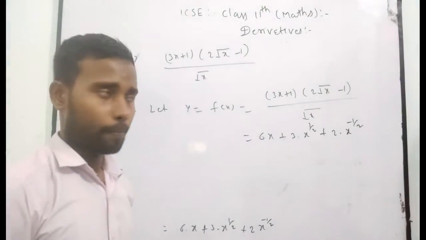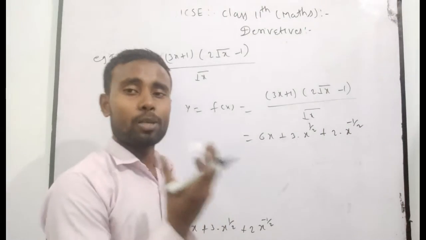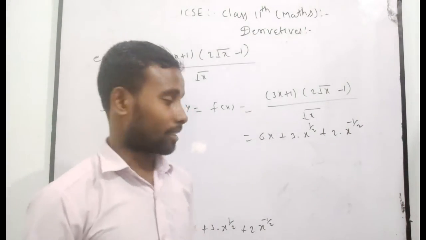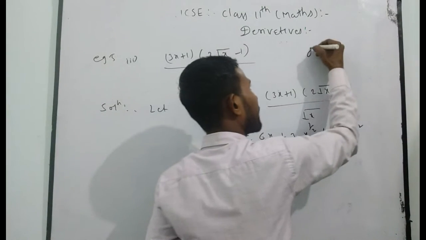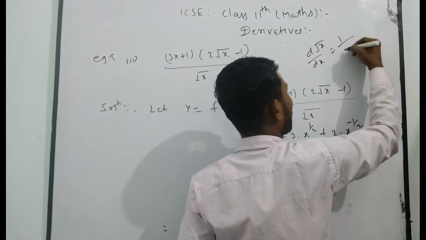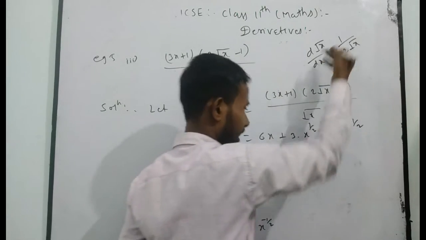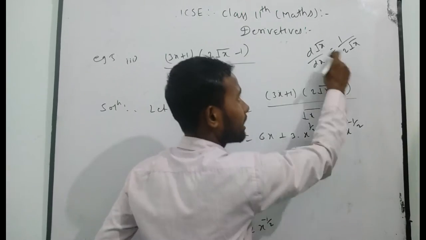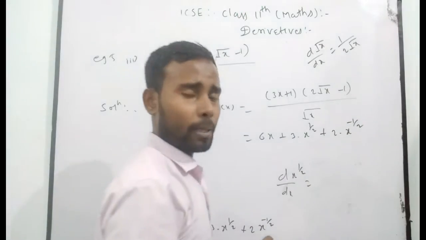Have you understood? Now I want to give you some formulas by which you can jump directly. The first formula will be: the derivative of root x with respect to x is equal to 1 upon 2 root x. How? If you prove it, the derivative of x to the power 1 upon 2 with respect to x, this is the root, that means 1 upon 2 power.